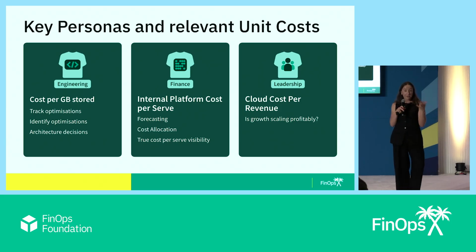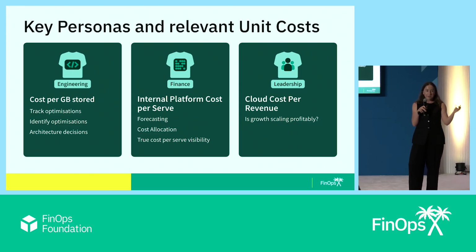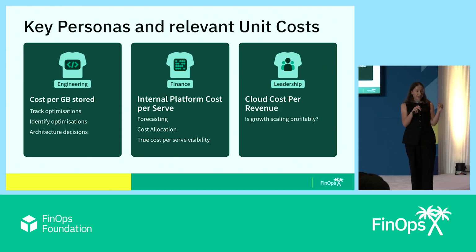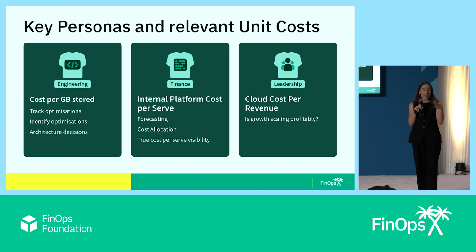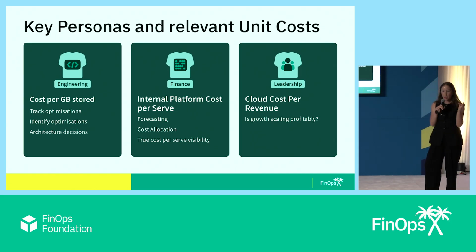If we move on to someone like finance, we can consider an internal platform, so maybe a certain team like a networking team or an observability team that creates a product for other internal teams from your company to use. What that usually means is that team is responsible for that big chunk of costs. Well, from the finance lens, it would be really good to know, what is the cost per serve for that particular platform? So that can help with forecasting. An internal consuming team is able to understand that if we were to use this internal observability tool, for example, it would cost us this amount per unit of usage.